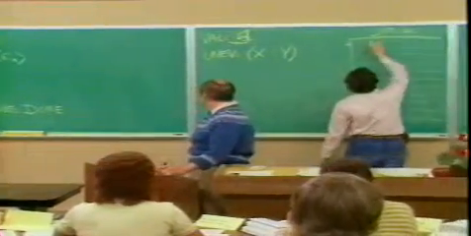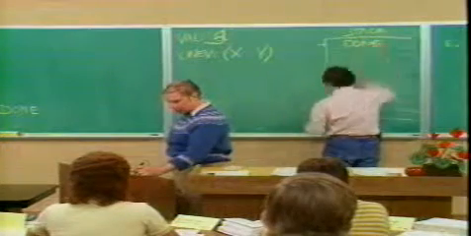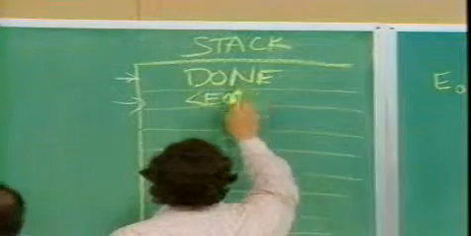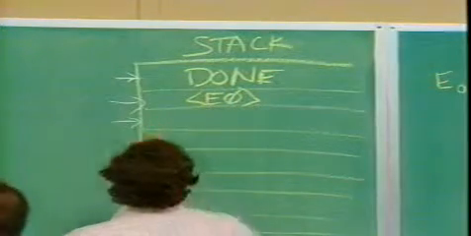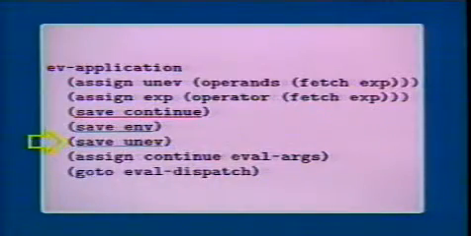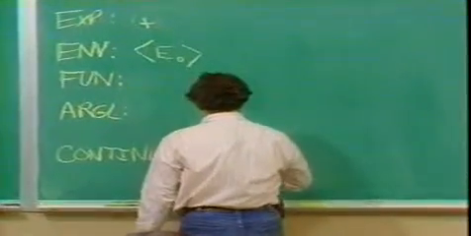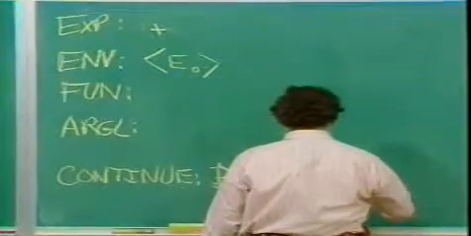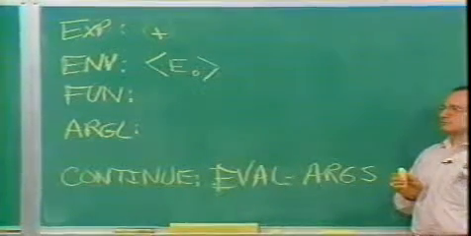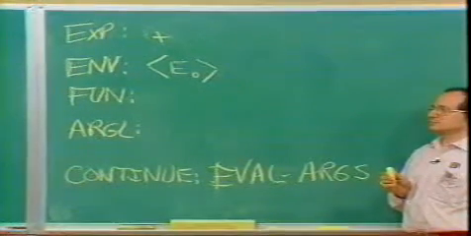Okay. Now we're going to get set up to recursively evaluate the operator. Save the continue register on the stack. Save the environment. Save unev. Okay, assign to continue a label called eval args. Now what have we done? We've set up for a recursive call. We're about to go to eval dispatch. We've set up for a recursive call to eval dispatch.